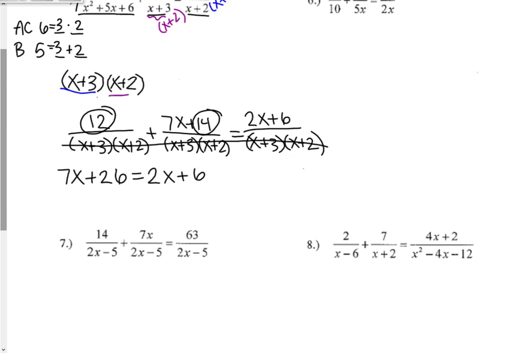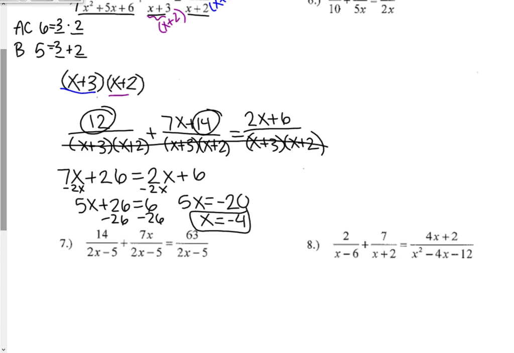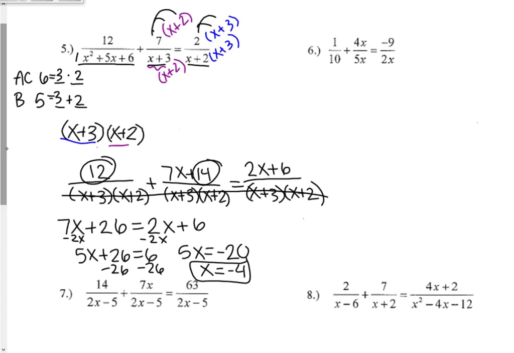Subtracting 2x from both sides, I get 5x plus 26 equals 6, and I'll subtract 26 from both sides. So 5x equals a negative 20, and dividing by 5, x equals negative 4. Make sure negative 4 doesn't make your denominators equal to 0. It works in my first one, it works in my second one, and it works in my third one. So x equals negative 4 again is not an extraneous solution.